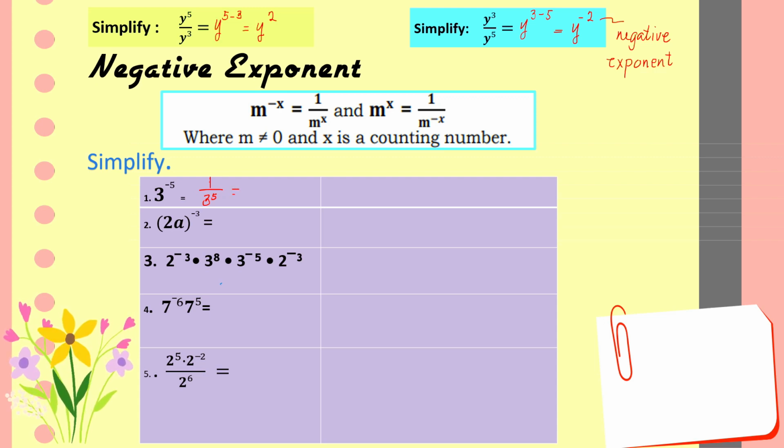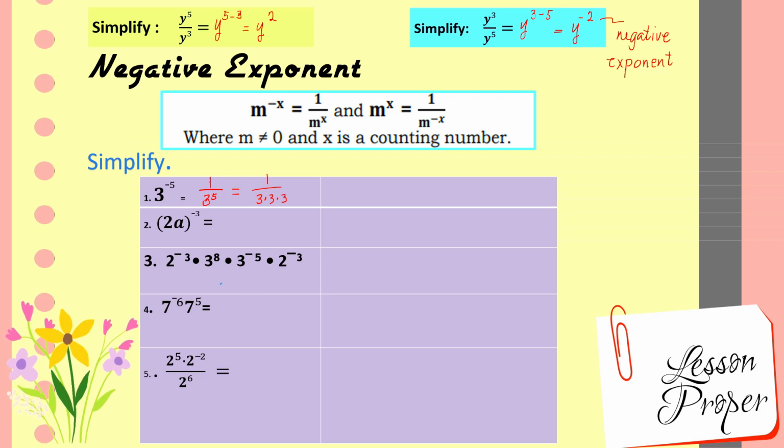So, we can simplify it more by 1 over 3 times 3 times 3 times 3 times 3. And what is the answer? The answer is 1 over 243. This is equivalent to 3 times 3, 9 times 3, 27 times 3, 81, and then times 3 is 243.